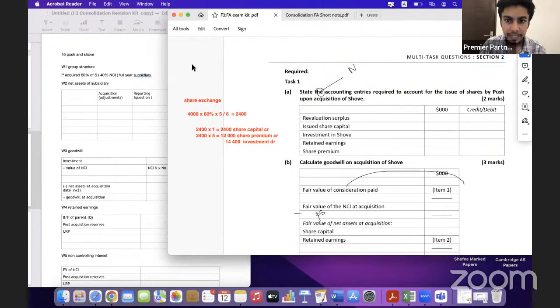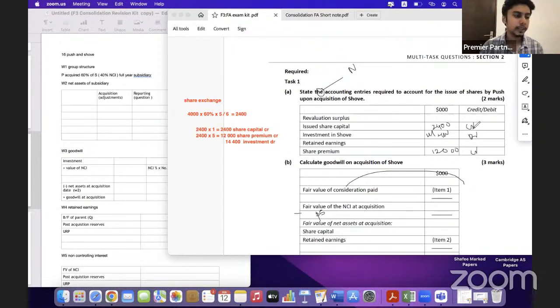Here, guys, look at this one. State the accounting entries required for the share issue by Push. Now see what I have written. Share capital will become credit, so I'll mark this one over here: issued share capital credit 2,400. You will write this in the exam. Share premium credit 12,000. And then on the other hand, investment will become debit: investment in Shove, 14,400 debit. This is how, guys, you answer the first part of the question.